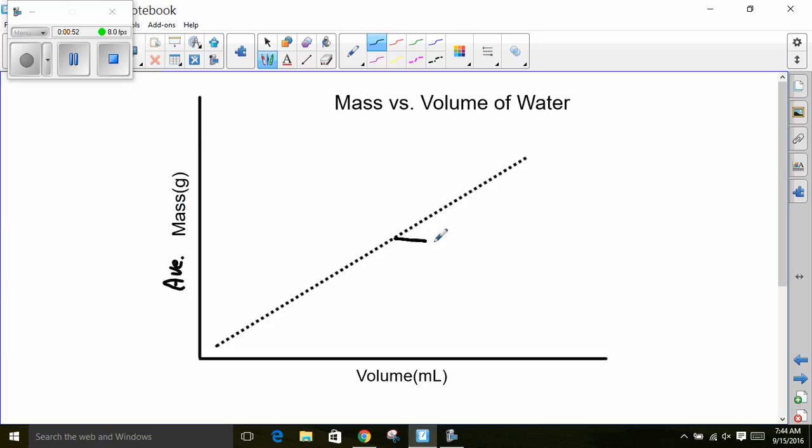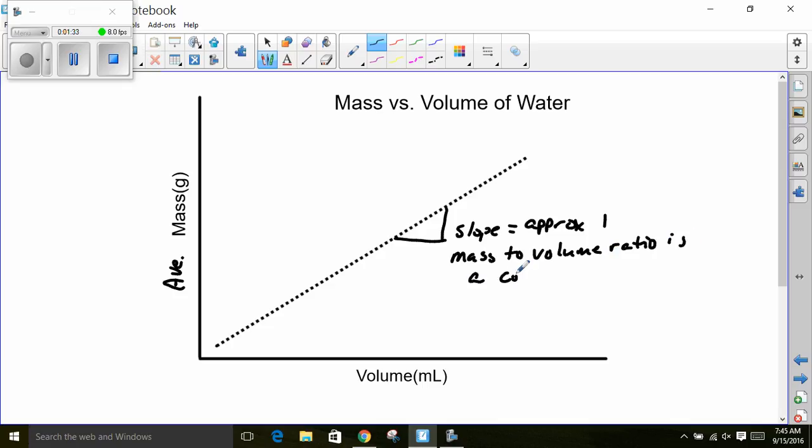You then found the slope of your best fit line, and the slope of your best fit line was going to be approximately 1, and I'm only going to make that just a 1 with no sig fig discussion here, because some of you were a little bit above 1, some were a little bit below 1. Okay, this means that the mass to volume ratio, which is the slope, is a constant.